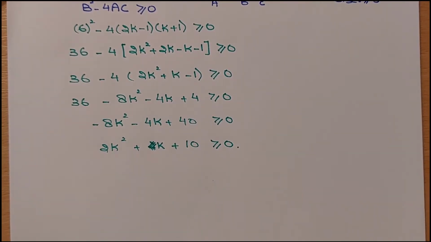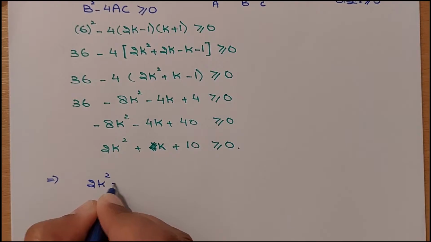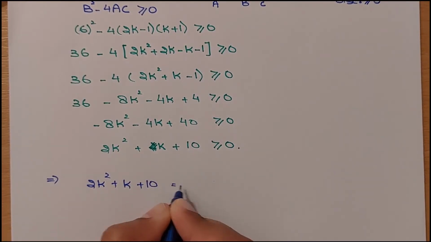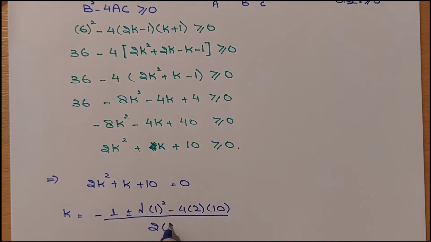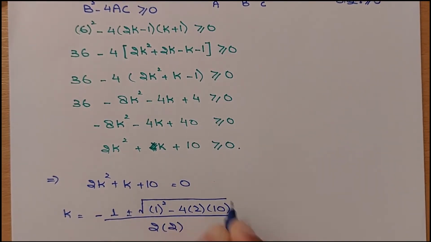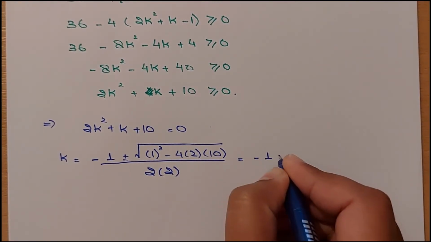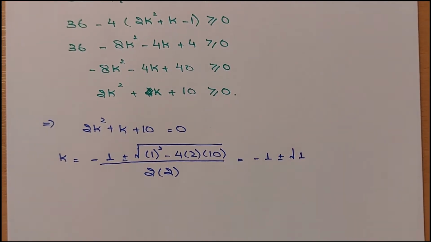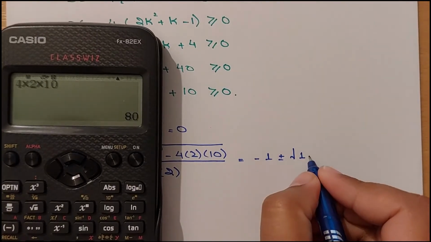So let me use the quadratic formula over here. If I consider this as 2k square plus k plus 10 equals 0, then k is equal to minus the b term plus or minus the square root of the b value, 1 square, minus 4 times the a value times the c value, divided by 2 times the a value, that is 2, right? So further simplification, we have minus 1 plus or minus the square root of 1 square, which is 1, minus 4 times 2 times 10, which is 80.